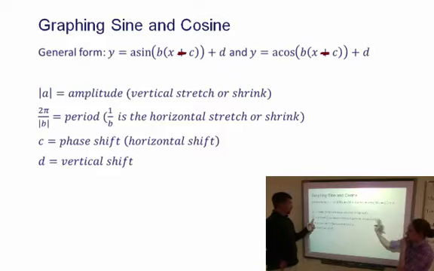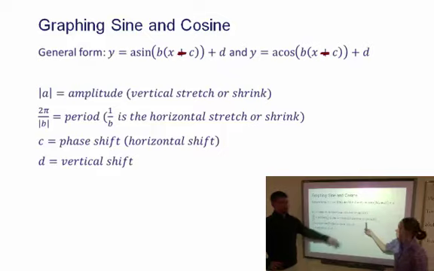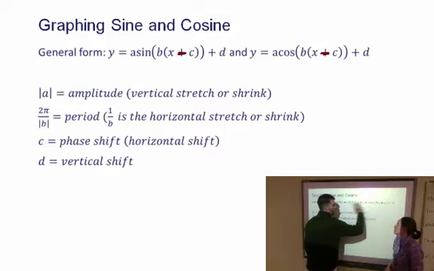The B tells us the period, but it does it secretly, because B is not the period itself. It's 2 pi divided by that. So whatever number's in front of our x or our theta, we divide by that, and that'll give us the period. Also remember that if we have a number here, we take the reciprocal of that, and that tells us the horizontal stretch or shrink. And then phase shift is C, and that tells you how much you move left or right, which is what we corrected up here.